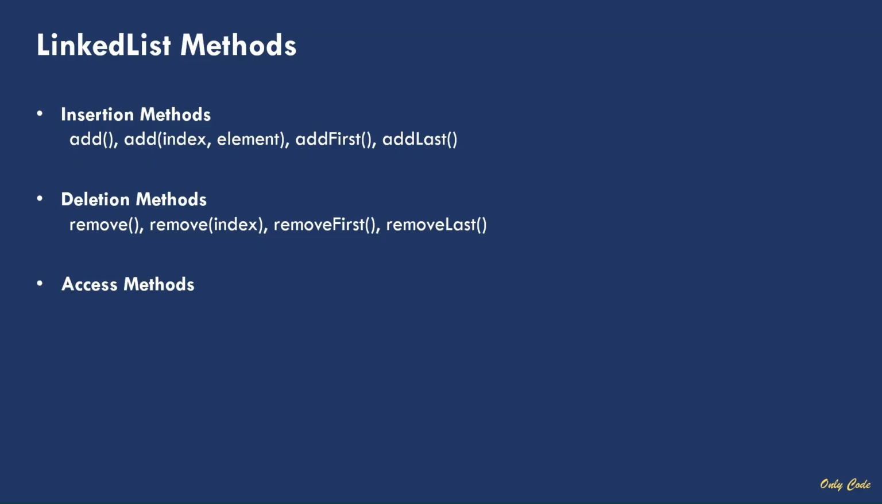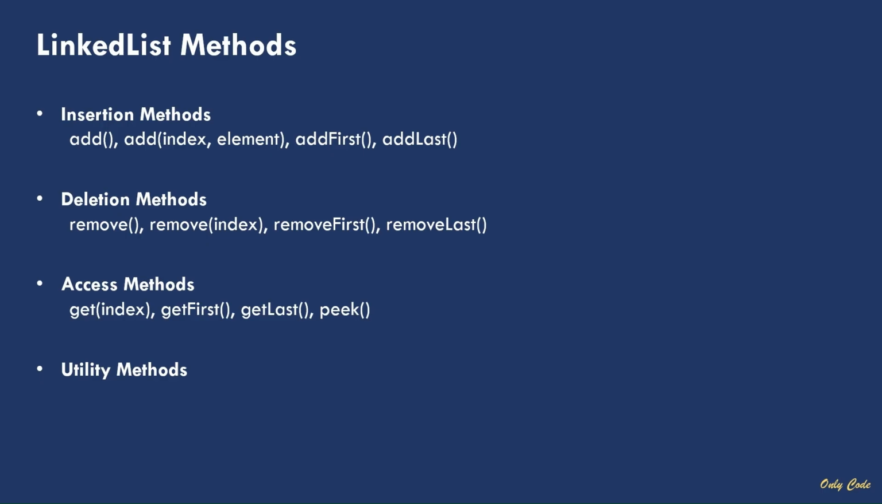Access methods. Use these to retrieve elements without removing them. Get index returns the element at a given index. Get first returns the first element. Get last returns the last element. Peek retrieves the head of the list without removing it. Useful in queue-like operations.